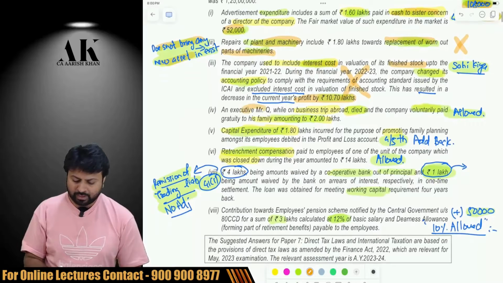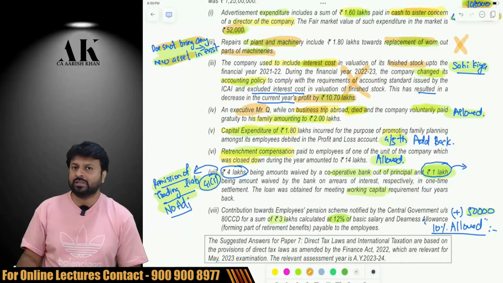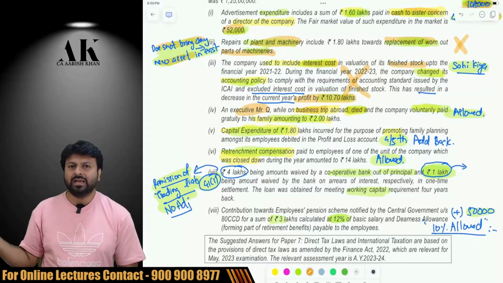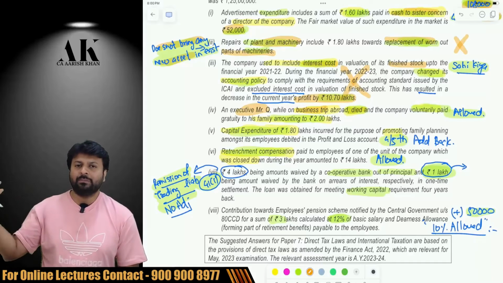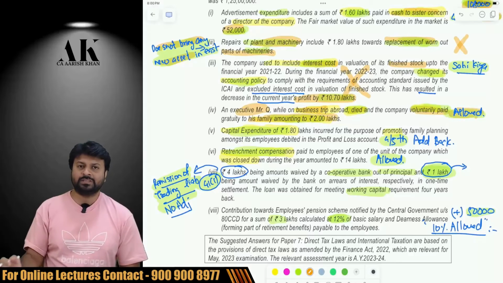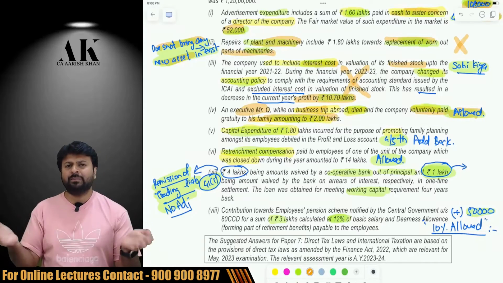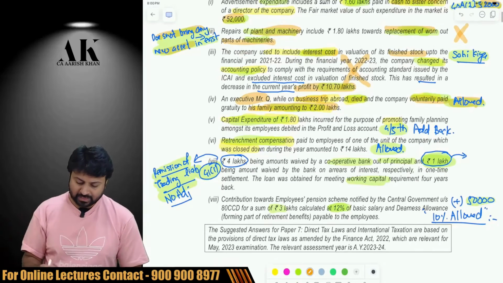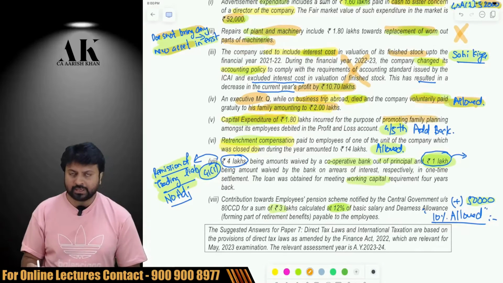There is one employee of the company, an executive, who went on a business trip and died because of some reason on the business trip. And therefore, on humanitarian grounds, the company is helping his family by paying some voluntary amount to his family. Therefore, that will be allowed as a business expense under section 37(1) because the employee was on a business trip.